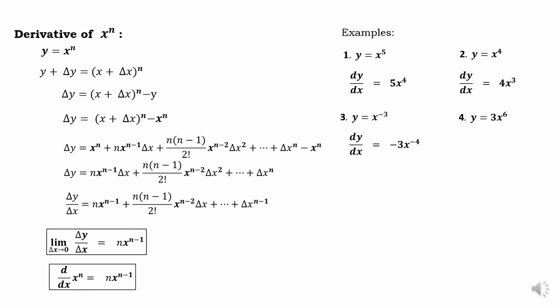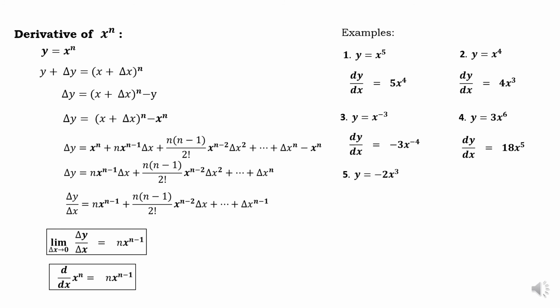Number 4, y is equal to 3x raised to the 6th power. Just multiply 3 times 6 is equal to 18. Then subtract 1 from the exponent. Therefore, that now becomes x raised to the 5th power. So therefore, the derivative of 3x raised to the 6th power is 18x raised to the 5th power.